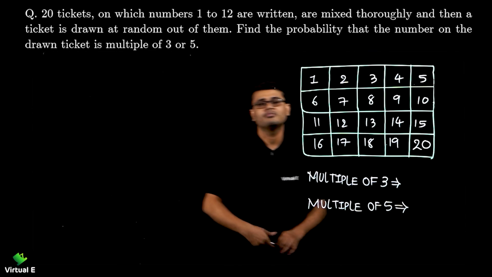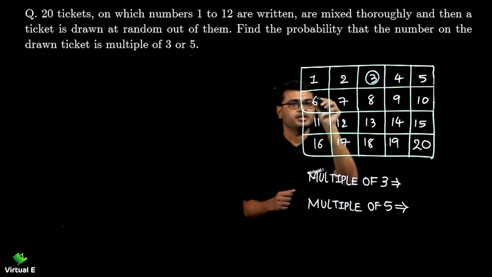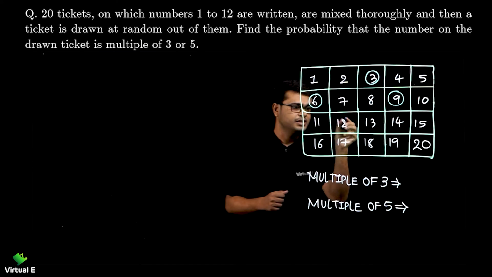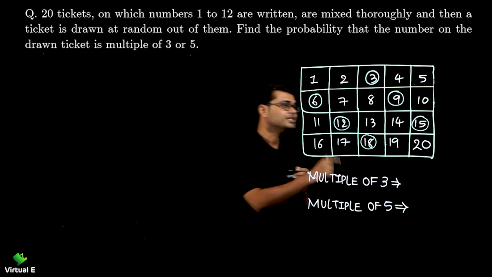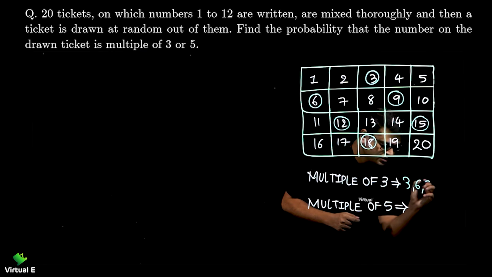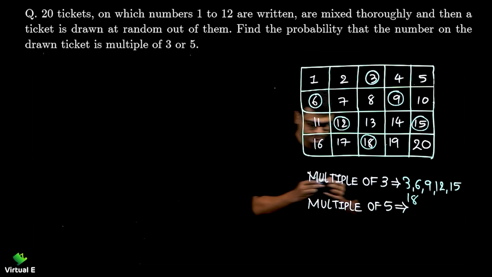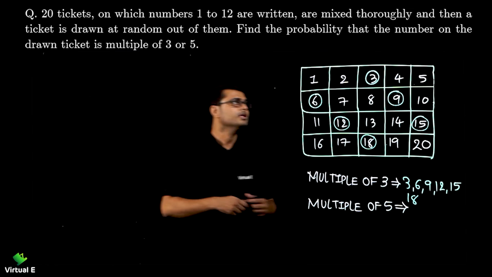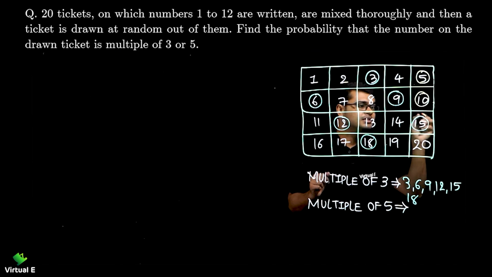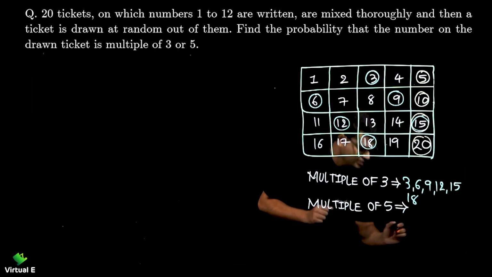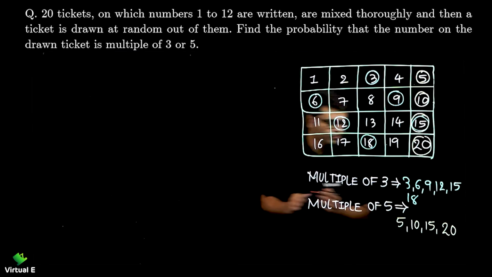Okay, let's start with multiples of 3. That's 3 itself, then 6, then 9, then 12, then 15 and 18. So let's list them down here: 3, 6, 9, 12, 15 and 18. So far so good. Next, we want multiples of 5. So it's 5, 10, 15 and 20. Let's write 5, 10, 15 and 20.